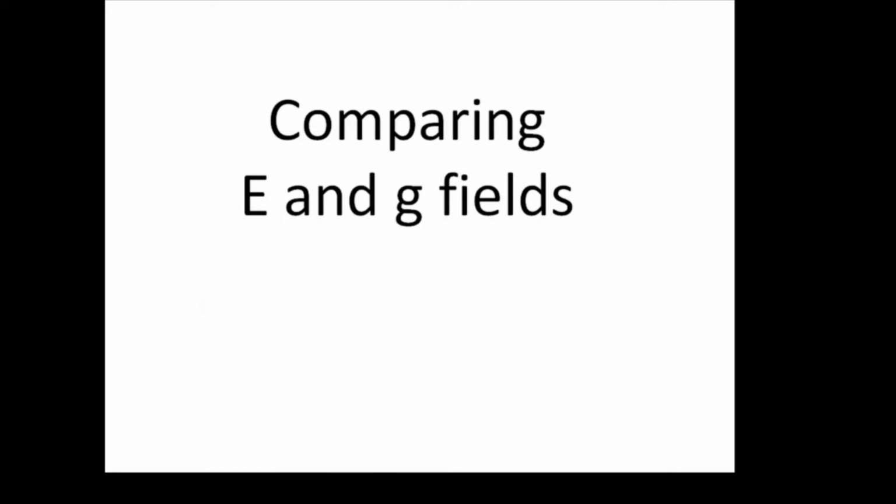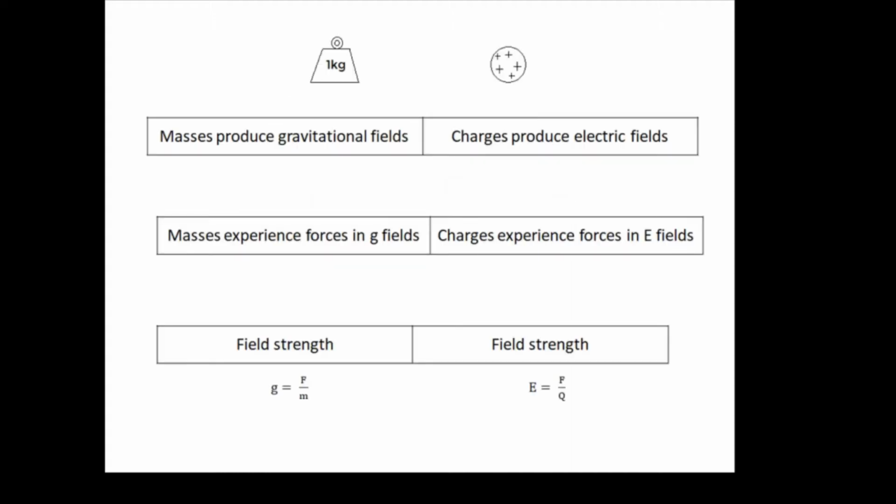Comparing E and G fields, comparing electric fields and gravitational fields. There's lots of similarities between them, and there's a few important differences. Masses produce gravitational fields, charges produce electric fields. Masses experience forces in gravitational fields, charges experience forces in electric fields.